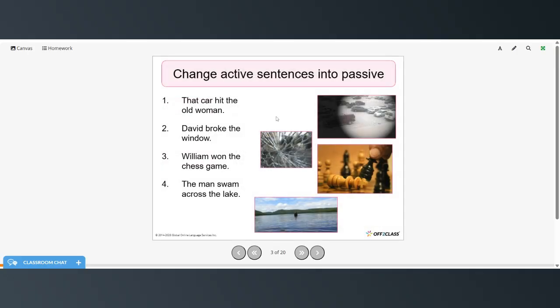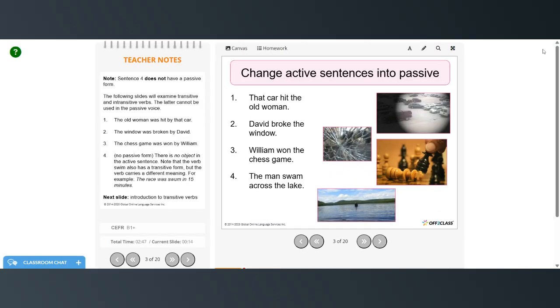Now change these active sentences into passive. You can pause the video and try these on your own, and then restart when you're ready to check the answers. So the old woman was hit by the car. The window was broken by David. The chess game was won by William.